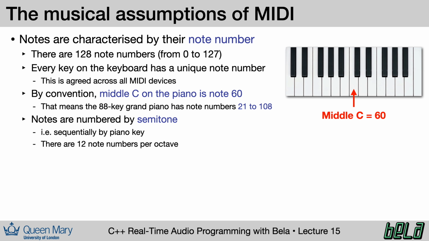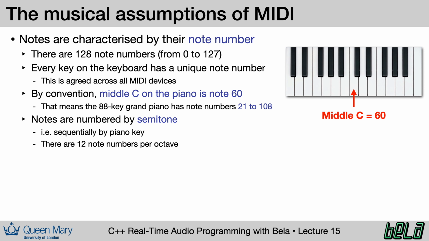As we just saw, each MIDI note message is also characterized by a note number. We saw before that most MIDI data is represented by 7 bits, and so there are 2 to the 7th, or 128, possible note numbers, numbered between 0 and 127. By convention, these 128 note numbers correspond to keys on the traditional keyboard, with the convention that middle C always has MIDI note number 60. That means that if you have an 88-key grand piano, the note numbers will range between 21 and 108.